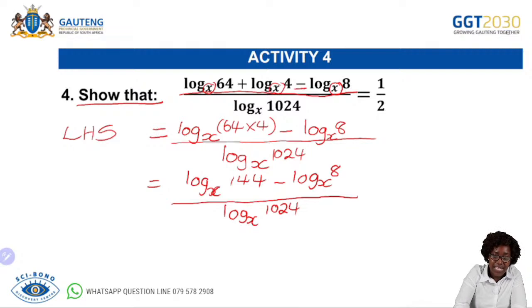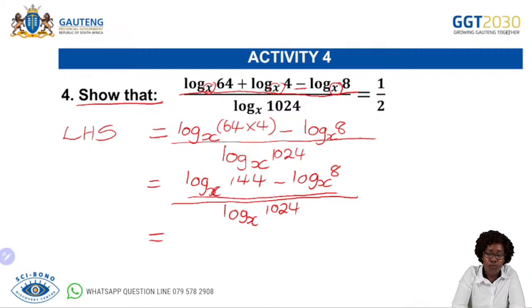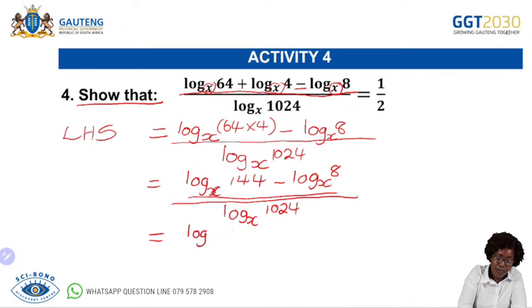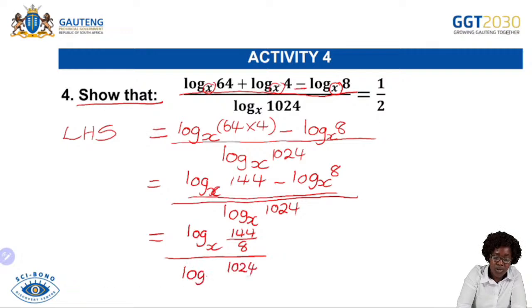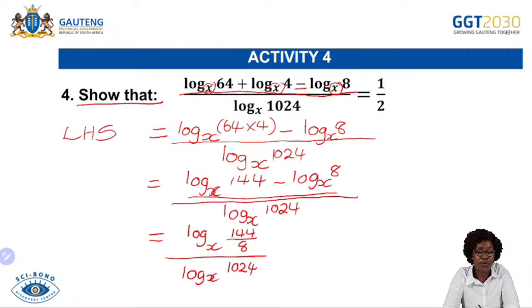Now the next part is I'm going to use that law that says if I'm subtracting terms with the same base, I am going to simply divide the numbers that are next to the log. So this becomes log of 144 divided by 8 to base x, and in my denominator I still have a log of 1024 to base x. The reason why I haven't changed any of this is so that my calculations do not become complicated.